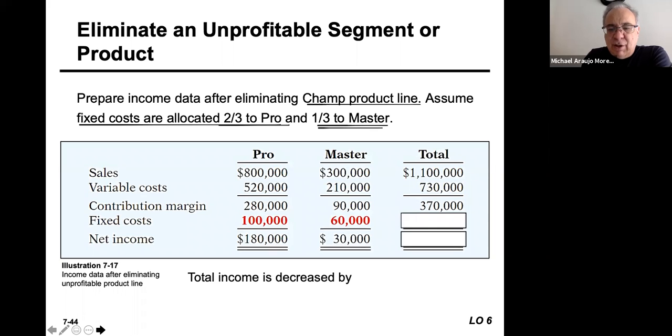Okay. So overall, you still have a pretty good amount of fixed costs. Thankfully, Pro and Master are both profitable, but you're not as profitable as you were before. So your net income actually dropped $10,000. It was 220,000 in total. Now it's only 210,000 in total.